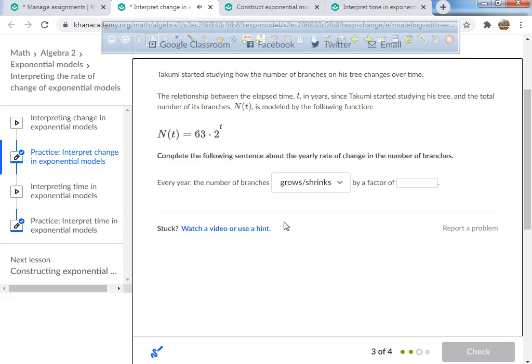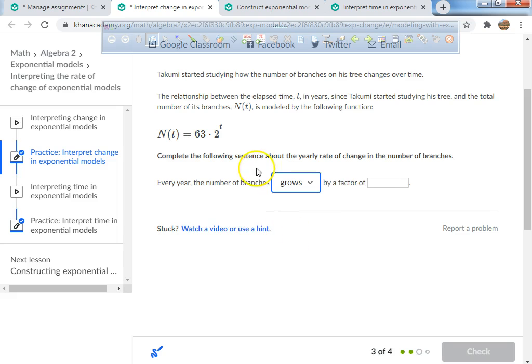All right, right here, looks like we got something growing. What's our growth factor? Our growth factor is 2. All right, so we're going to say it grows by a factor of 2. That's how easy it is.